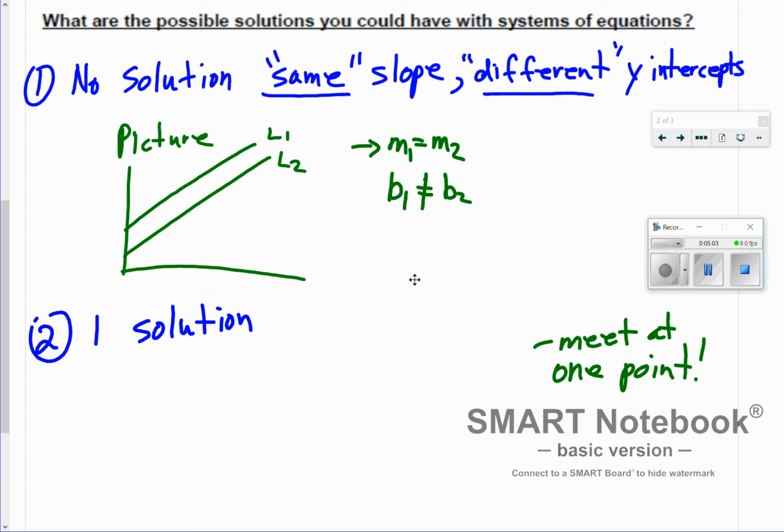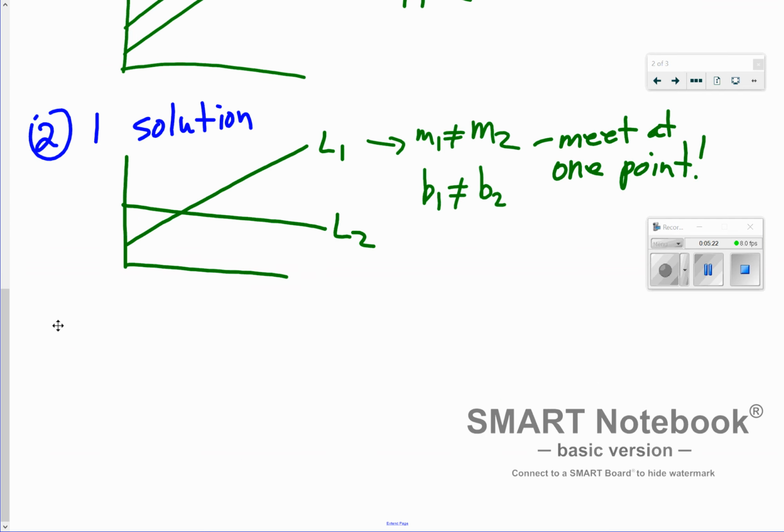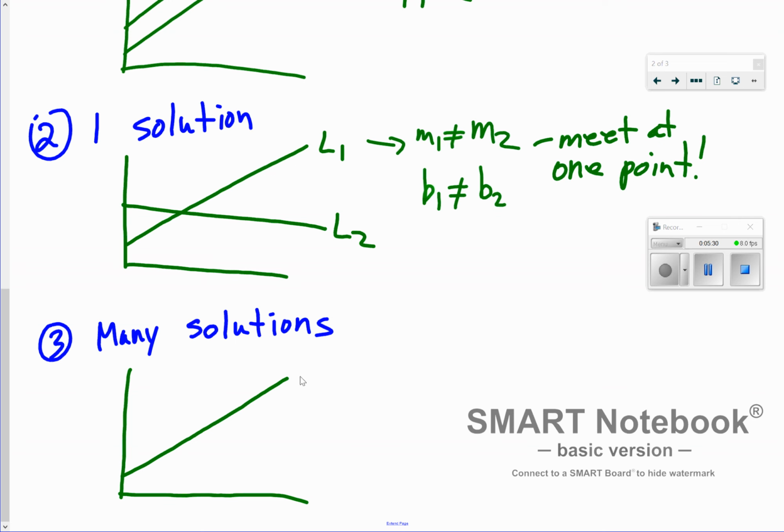The next type of solution is where you have one solution, and that happens when two lines don't have the same slope, but they meet at one point. In this case, the slopes aren't the same, and the y-intercepts aren't the same. The b1 is not equal to b2. And now our third solution, which has many solutions. This one is where we literally have two lines that overlap each other. Essentially we have line 1 equaling line 2. Pause here and just copy what you see.